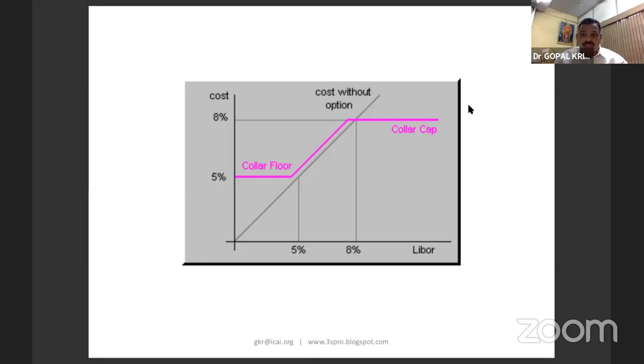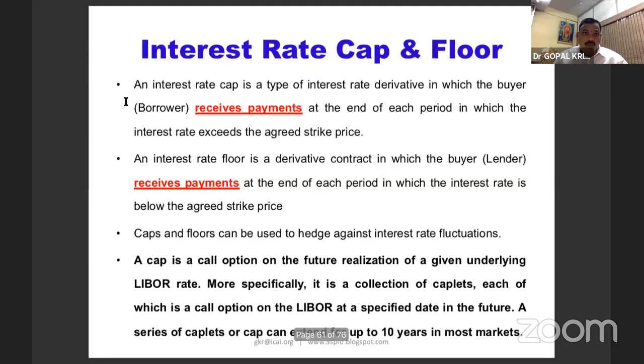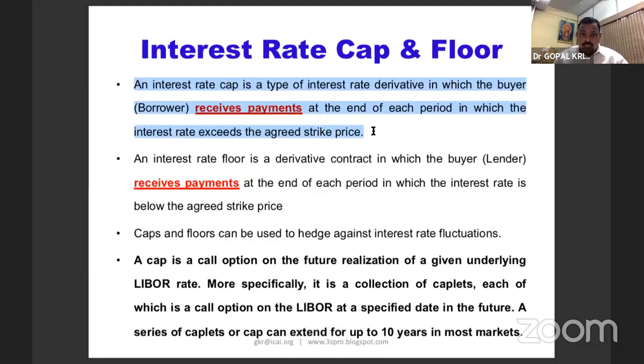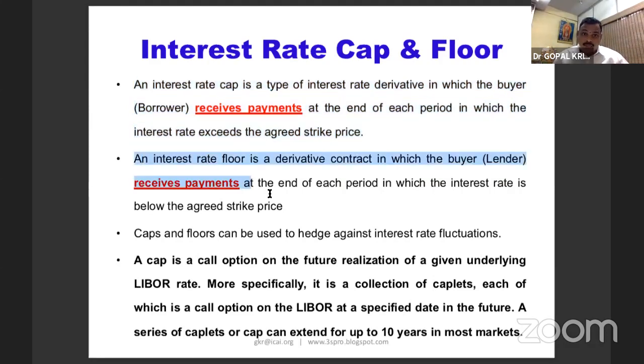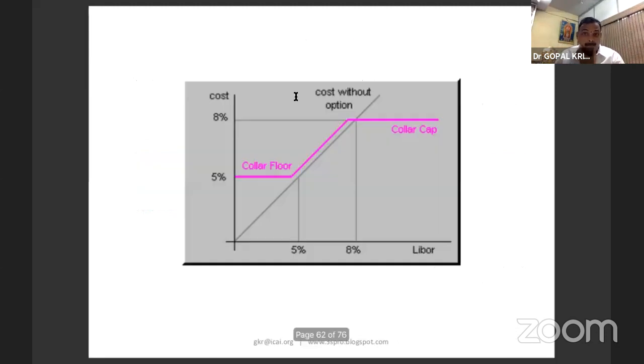So please look at the definition. In an interest rate cap contract, it is an interest rate derivative in which the borrower receives payment at the end of the period. Interest rate floor contract is a derivative in which the buyer, that is the lender, again receives payments at the end of the period. So both are received only. Please be careful. Don't say that one will be received, one will be paid. It is not like that.